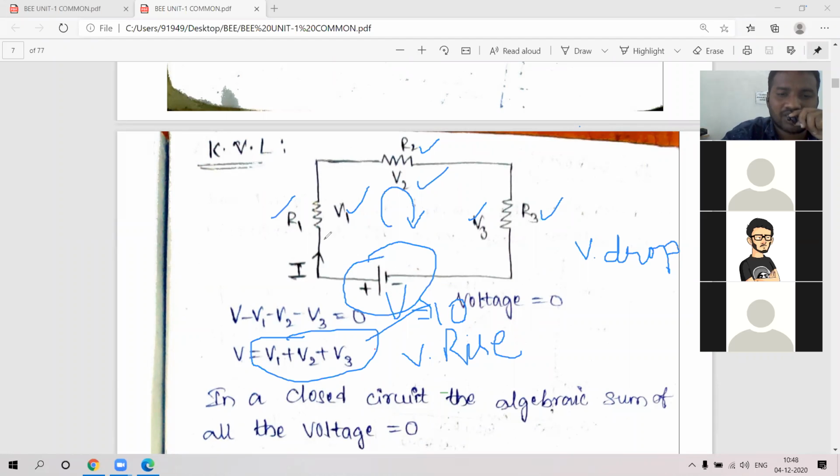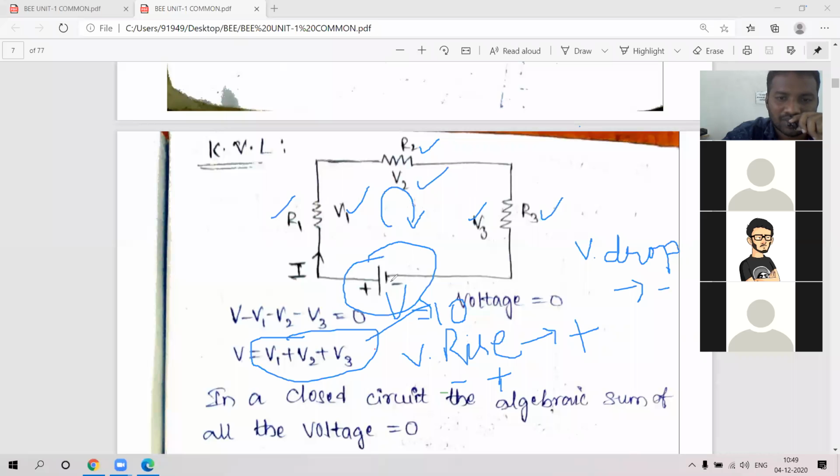So here voltage rise is V, and voltage drops are indicated with V1, V2 and V3. Always note that voltage rise is indicated with positive and voltage drops are indicated with the negative symbol. Or otherwise you can see how current is flowing. Voltage rise is nothing but current flowing from minus to plus. Current is entering from minus to plus.